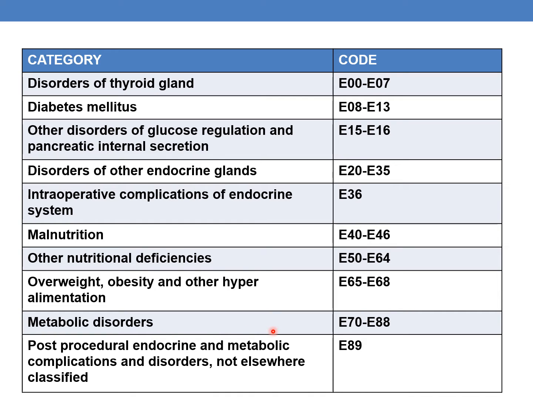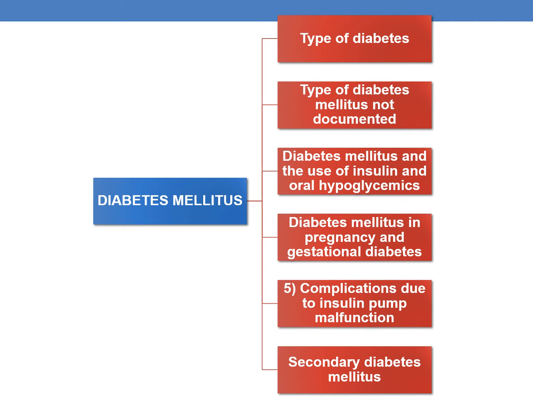Metabolic disorders are covered under E70 to E88, and post-procedural endocrine and metabolic complications and disorders not elsewhere classified are covered under the category E89. Chapter 4 mainly deals with coding guidelines for diabetes mellitus, and in the current session we will be focusing on the coding guidelines of DM.